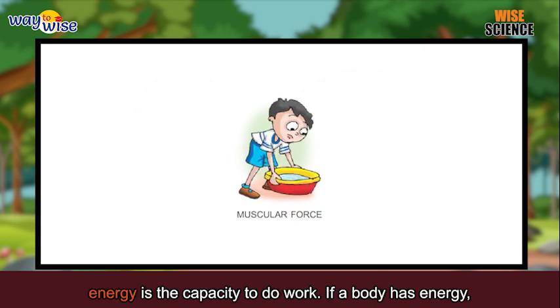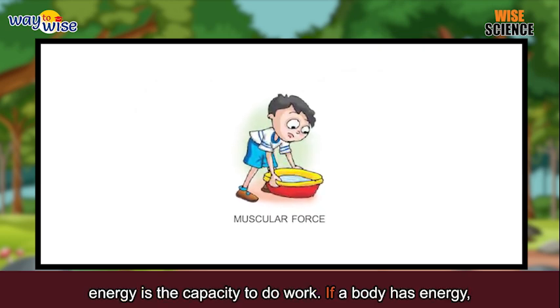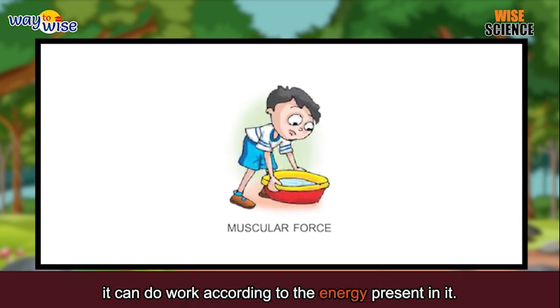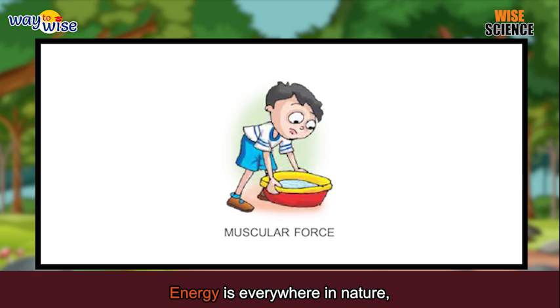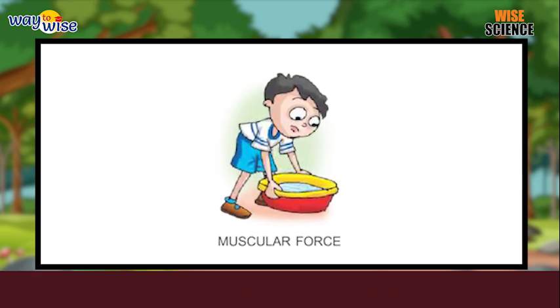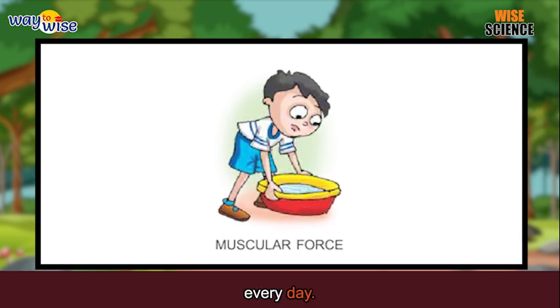Energy. Energy is the capacity to do work. If a body has energy, it can do work according to the energy present in it. Energy is everywhere in nature: sunlight, wind, water, plants, and animals. We use energy every day.